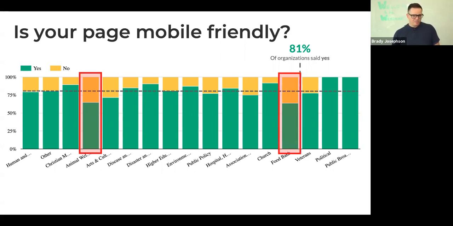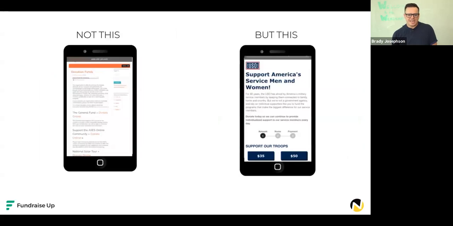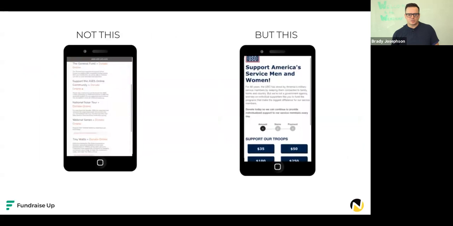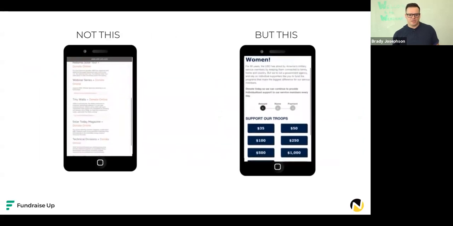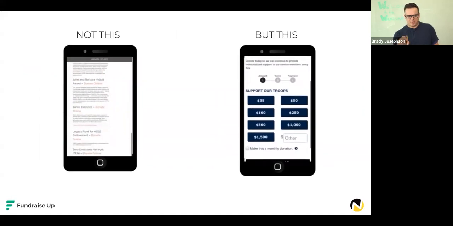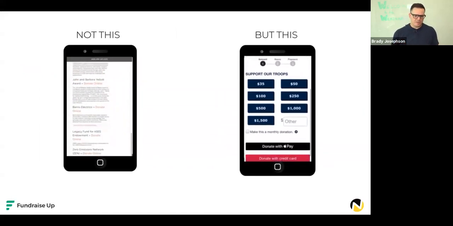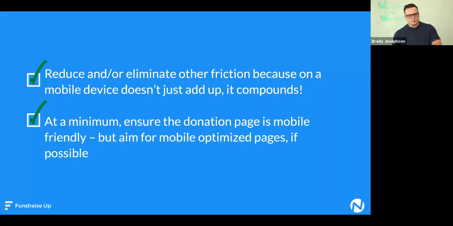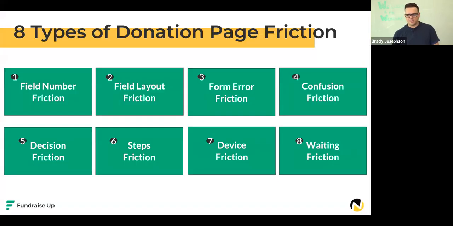This is where we saw animal welfare, surprisingly not very good, and food banks also somewhat surprisingly not very good. Again, self-reported data in this study. And again, I think you know this, but here is a not very good example and then a better example of what it means to navigate a donation page: scroll time, how visual the buttons are that you click instead of little radio buttons, integrations with mobile wallets, all those types of things. So reduce and eliminate as much friction as you can, because on a mobile device it compounds, and at minimum ensure the donation page is mobile friendly.